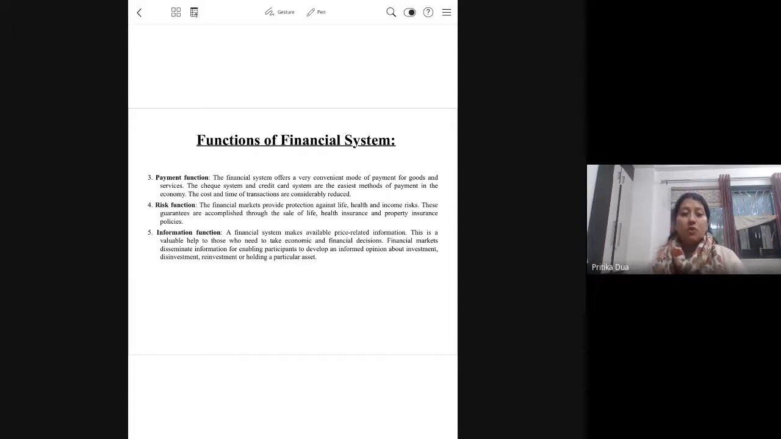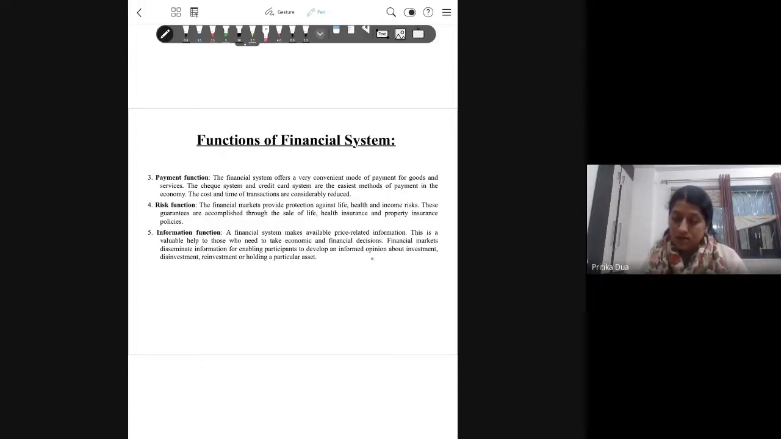Next is information function, again very, very important. The public at large should have access to all information. The participants, the prospective investors for the market should have informed opinion about investment, disinvestment, reinvestment, and holding of a particular asset.